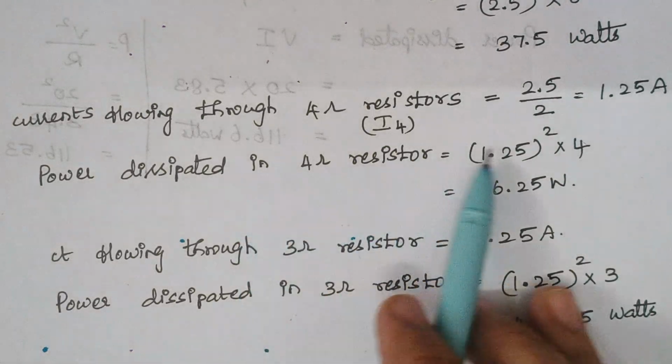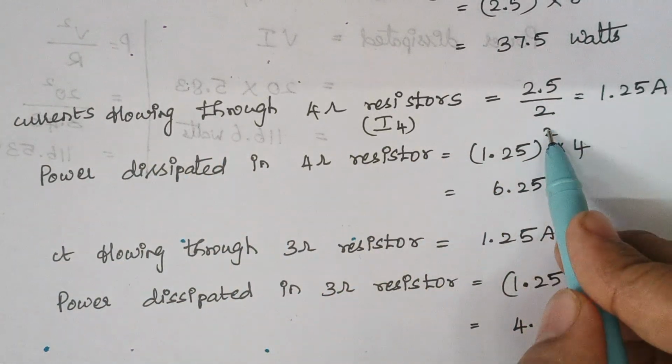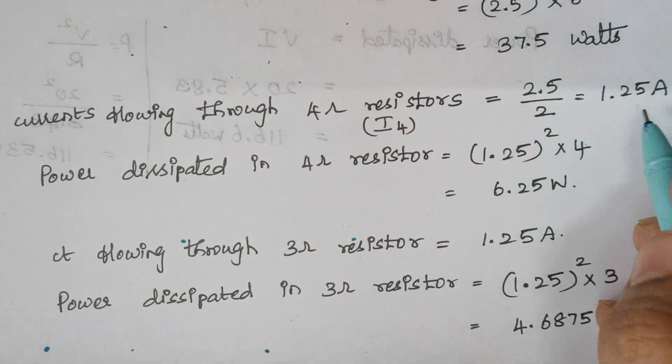So this is what is written here. Current flowing through the 4 ohm resistors is 2.5 by 2, which is equal to 1.25 amps.